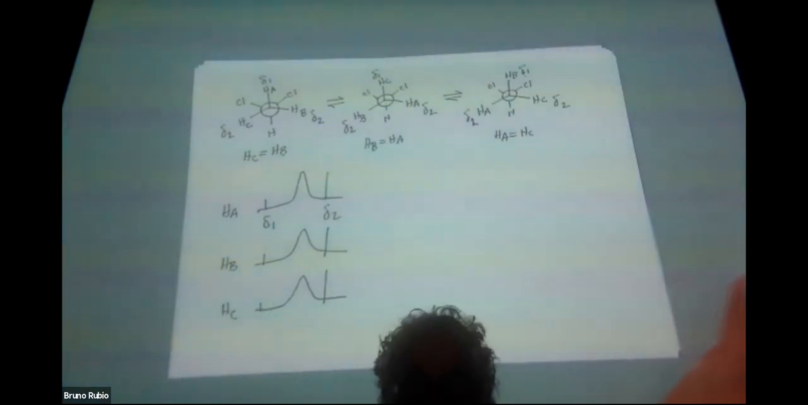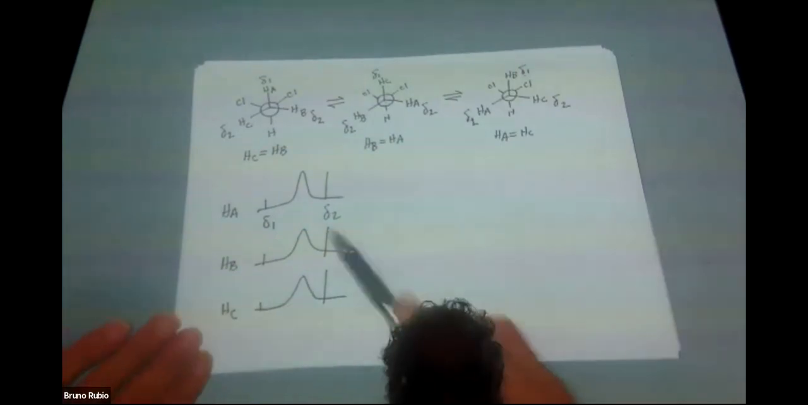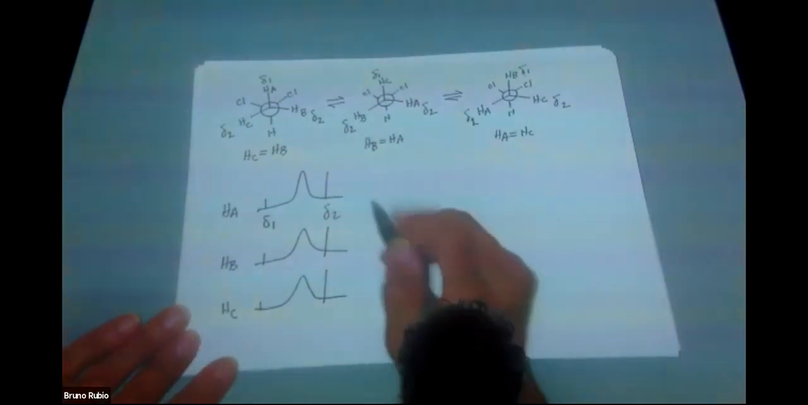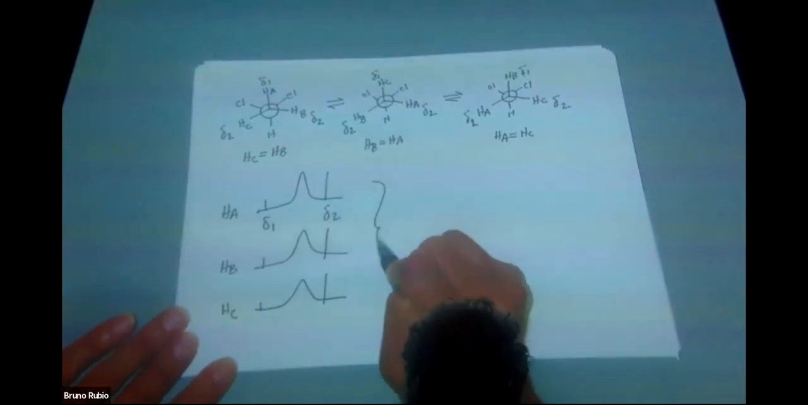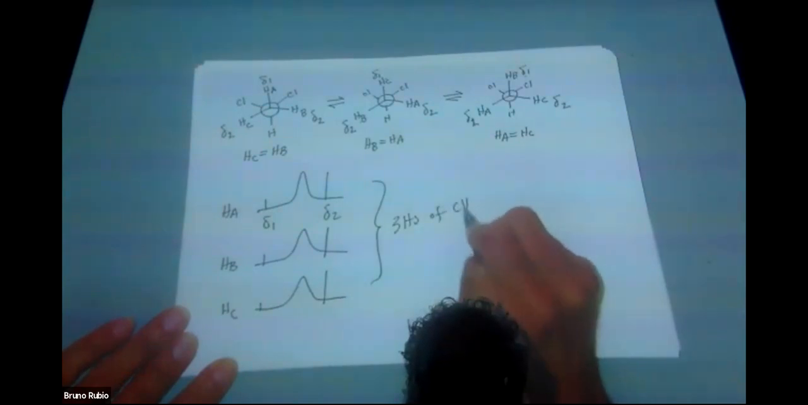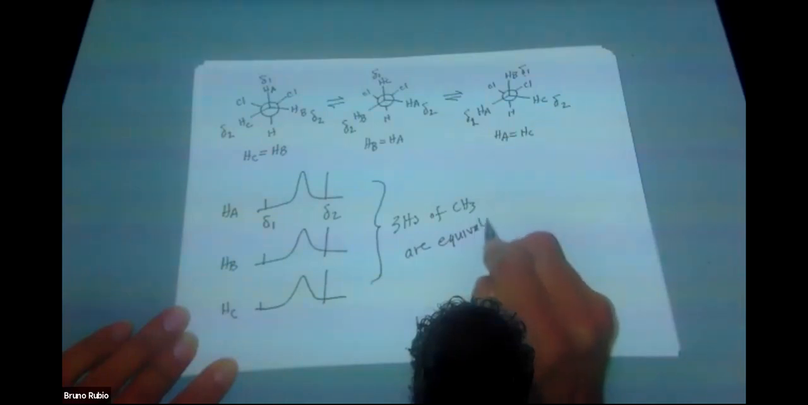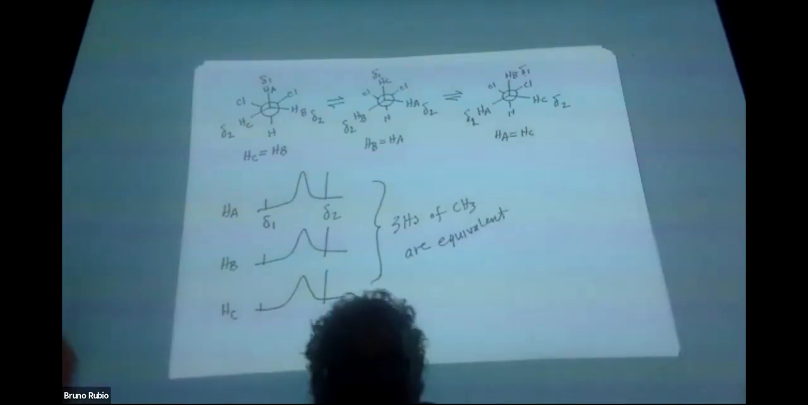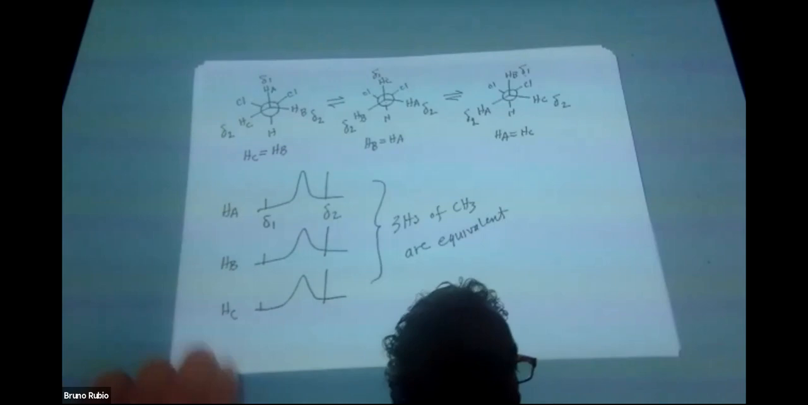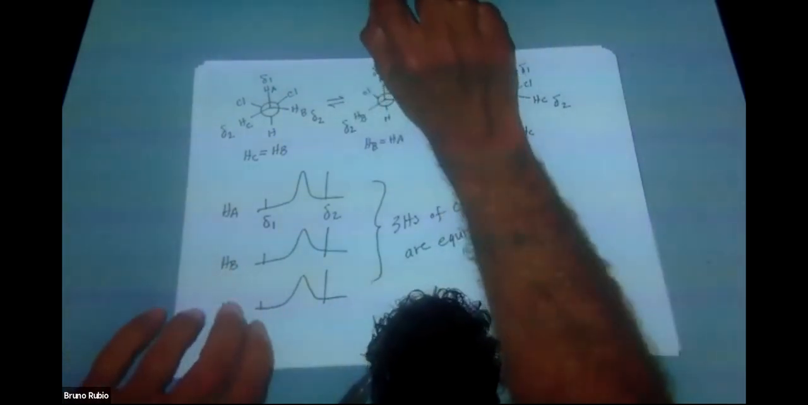They could be equivalent by symmetry in some very simple molecules, but in general, they're going to be equivalent by a rapid mechanism. These patterns are all exactly the same thing. The 3 protons of a CH3 are equivalent by a rapid mechanism. They're going to give you one peak. So that is the explanation of proposition number 1 that we had there.